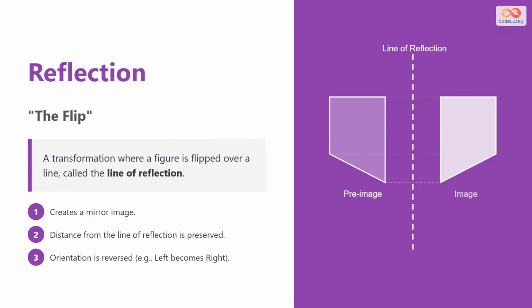Next up is reflection, often called a flip. This transformation creates a mirror image of the figure across a line known as the line of reflection. A key property here is that each point on the image is the same distance from the line as its corresponding point on the preimage.